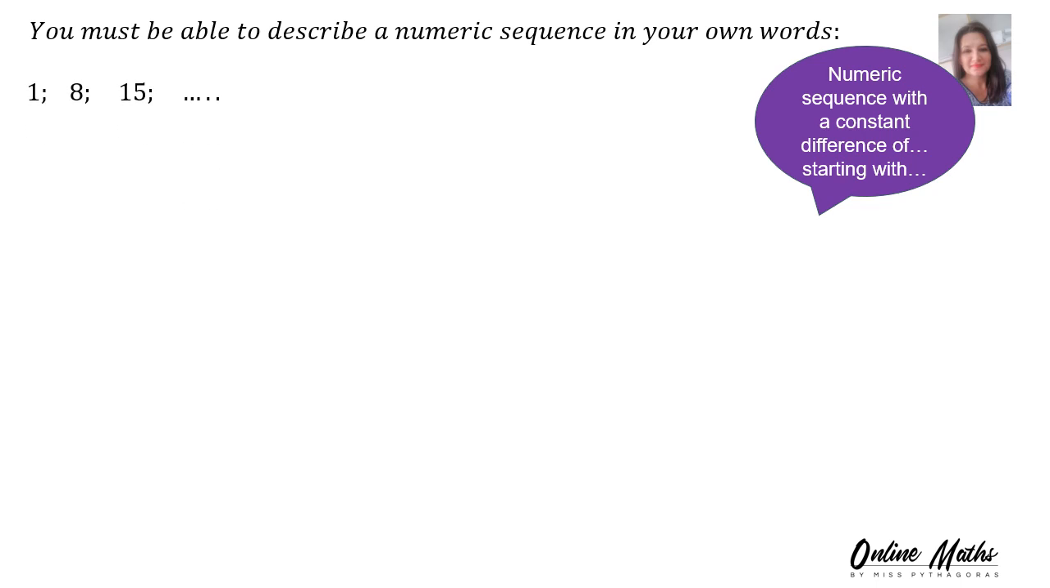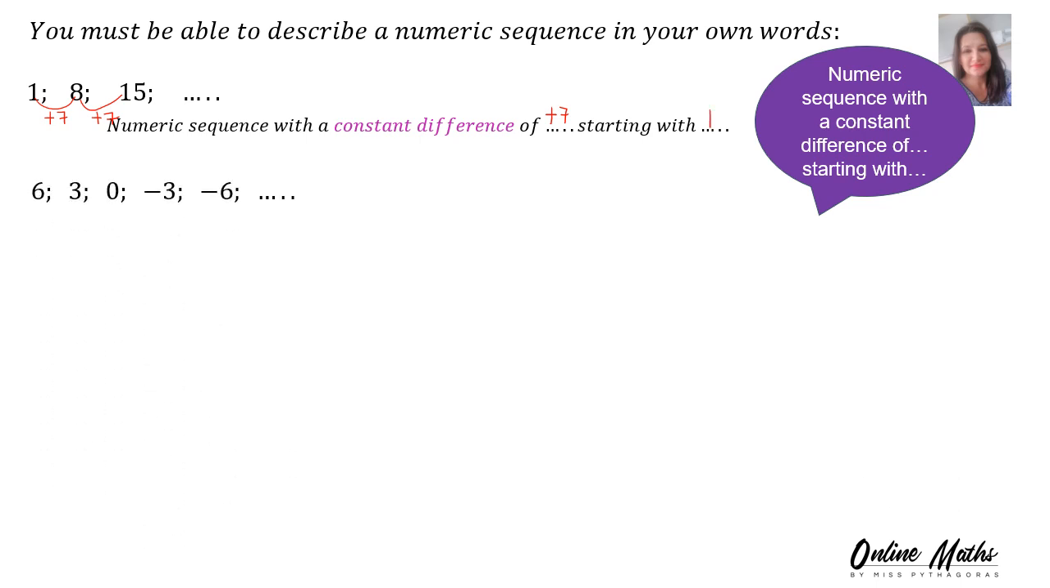In the first sequence, 1, 8, 15. Do you agree? To get from number 1 to 8, 7 was added. To get from 8 to 15, 7 was added. So now you can say it's a numeric sequence with a constant difference of plus 7, starting with number 1 as the first term.